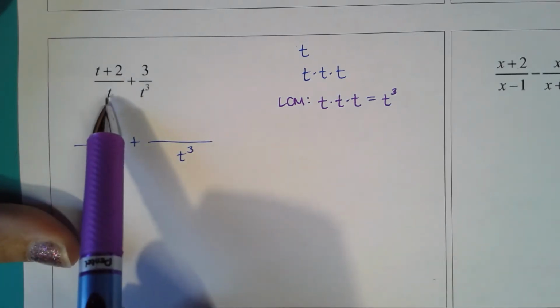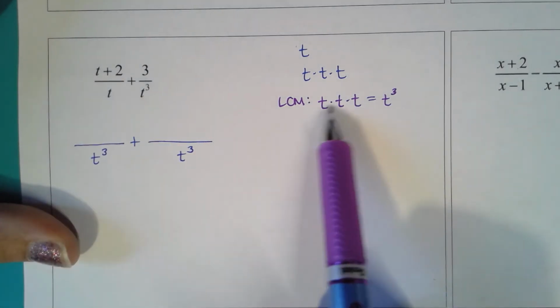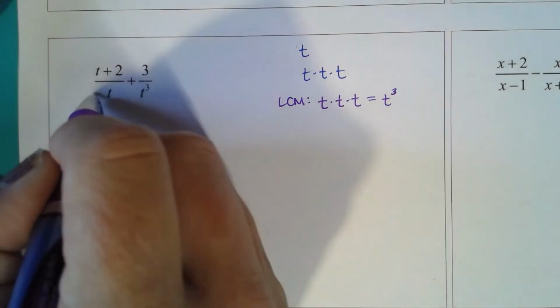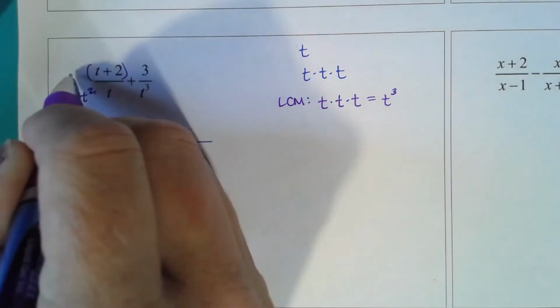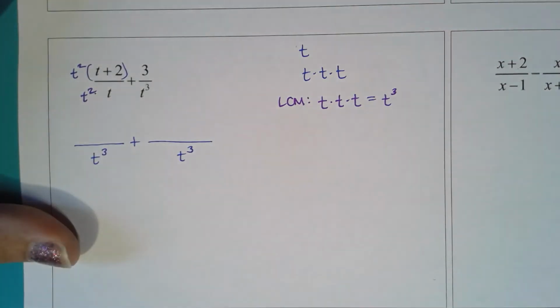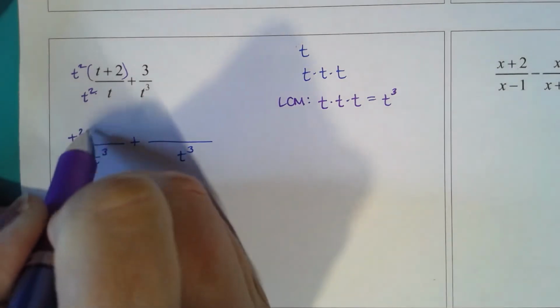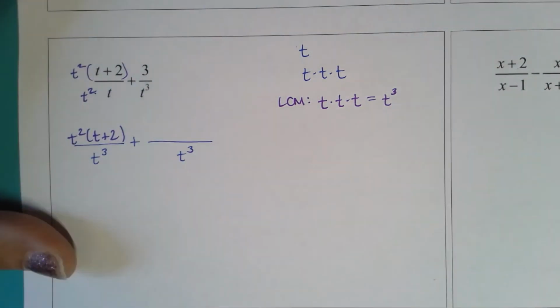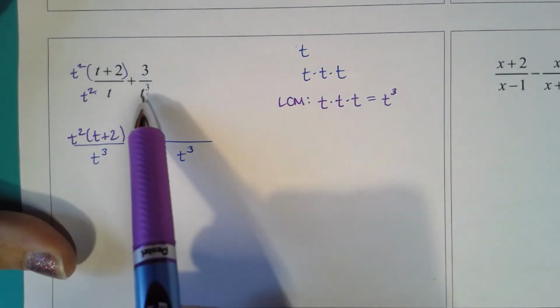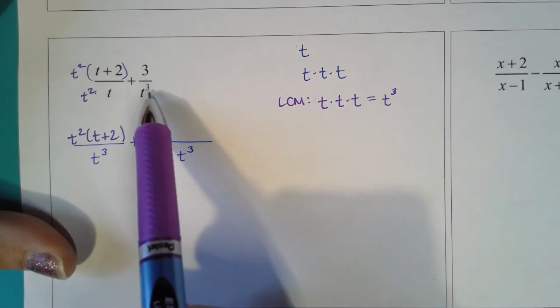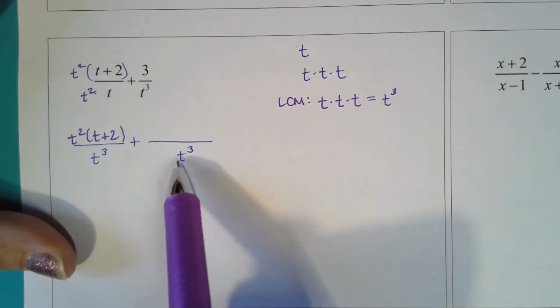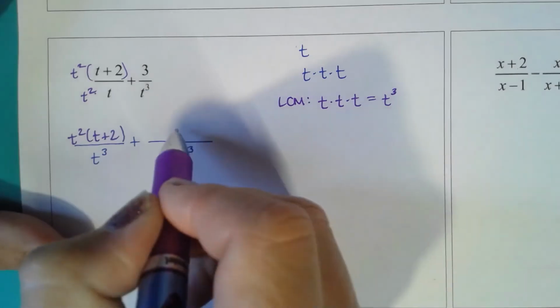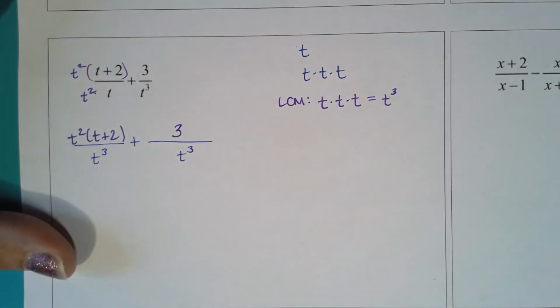Well, this fraction already has 1 t. I need a total of 3 of them, so I need to multiply by 2 more. And I need to do that on the top and bottom. So I have t squared times the quantity t plus 2. Okay. So my second denominator, I'm not missing anything. I have 3 t's, and I needed 3 t's. So I don't need to multiply this one by anything. So I'm going to leave that alone.